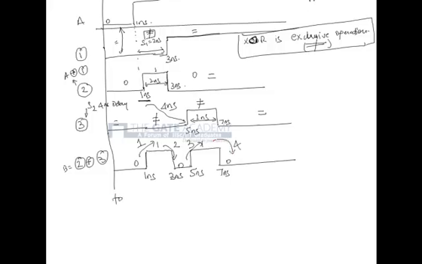So totally 4 transitions, which means the option is D.